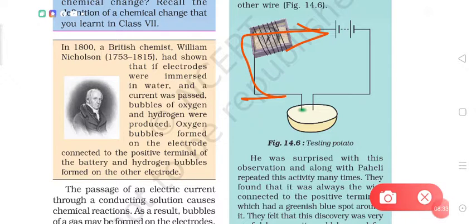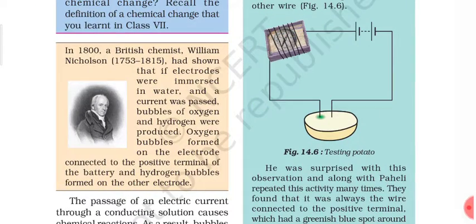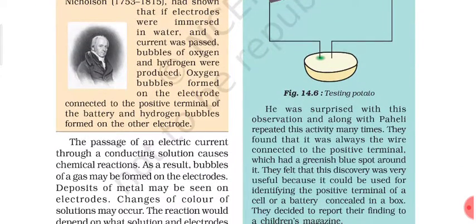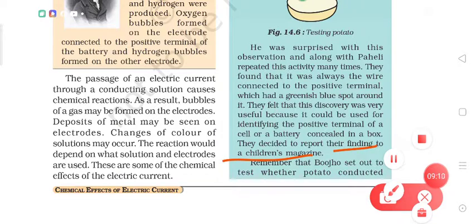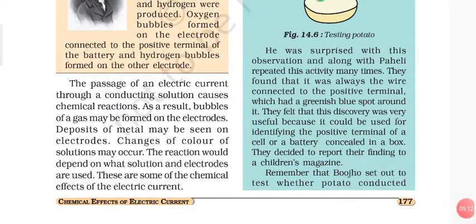So this was a new discovery for them, and they thought that this method can be used to identify the terminals of a battery which is closed in or concealed in a box. So this method, this putting of potato on the terminals of the tester, can be used for testing which one is the positive terminal or which one is the negative terminal of the battery. So they decided to report their finding to a children's magazine, right? So this was just like a discovery to them.